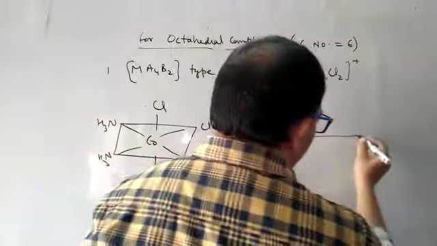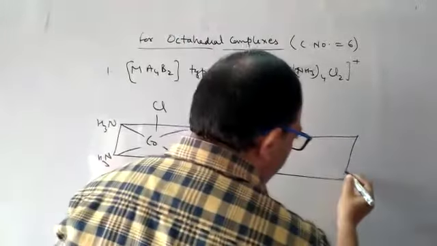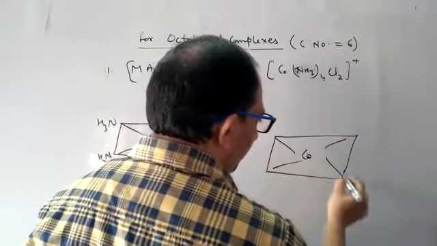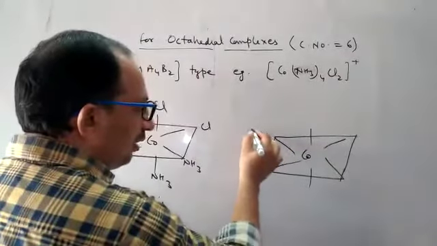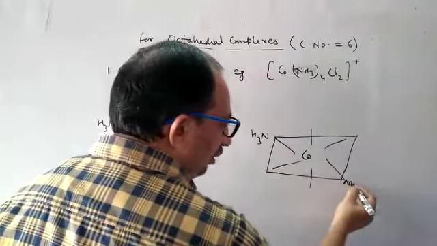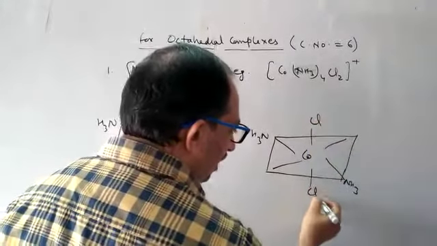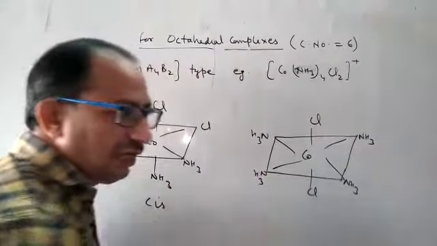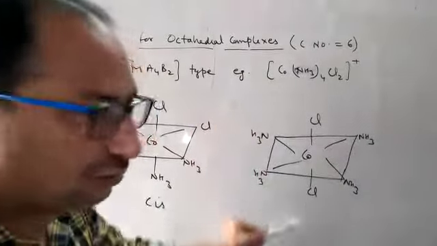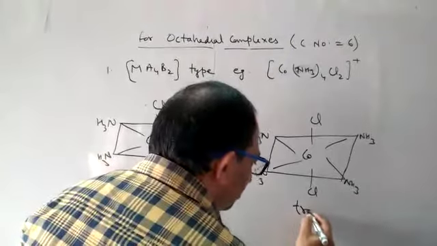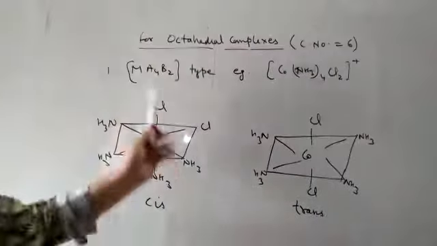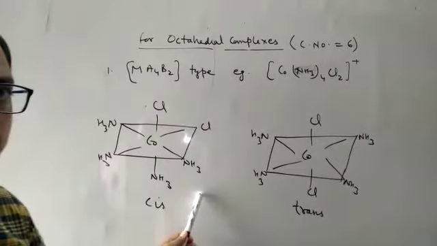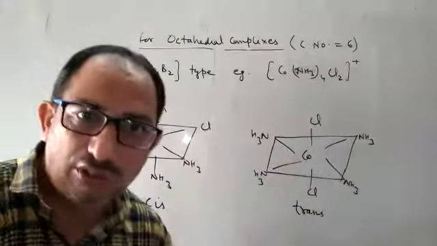And if we draw the same ligands at opposite positions, then it is called trans. What is the opposite position? NH3, NH3, Cl, Cl, NH3, NH3. So these ligands are opposite to each other, and this form is known as trans. So the first type is MA4B2, cis and trans. Same ligands at adjacent positions is cis, opposite positions is trans.